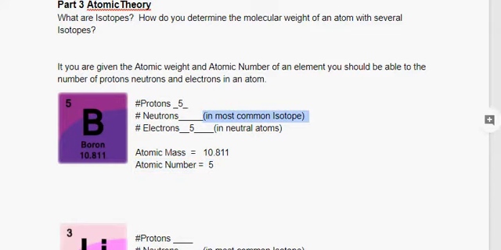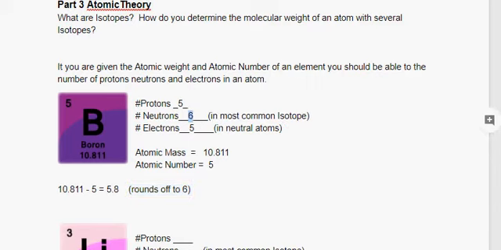What you do is take the atomic mass, which is 10.811, and subtract the atomic number, because protons and neutrons together equal the atomic weight of the atom. When you do that, we wind up with 5.8. That probably means that most boron atoms have 6 neutrons, but there are a few that have 5, so basically there are 2 isotopes. Some have 6, some have 5, but the majority have 6 neutrons, and that's how we answer that question.